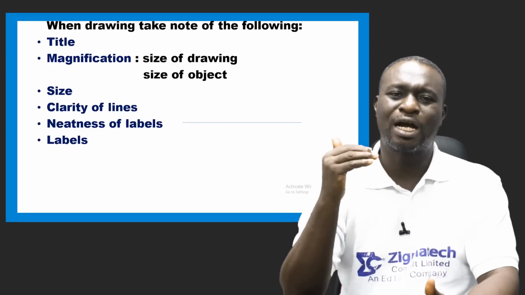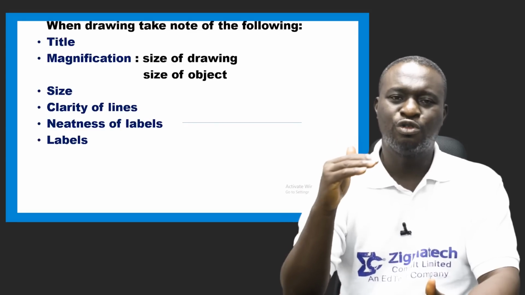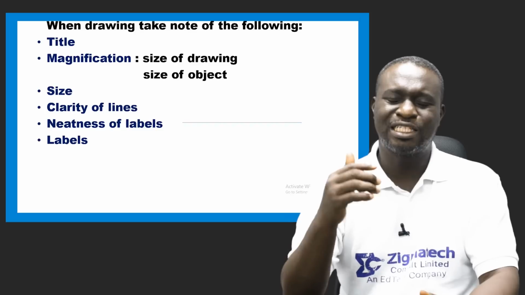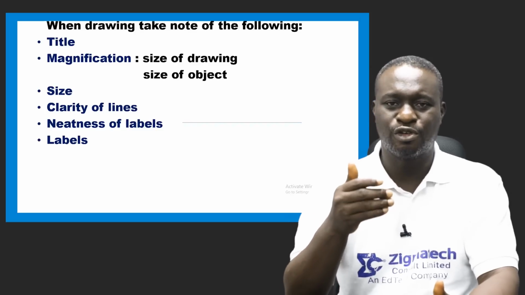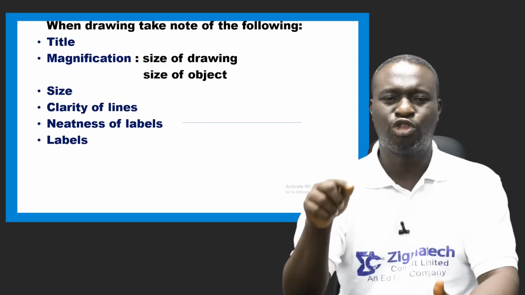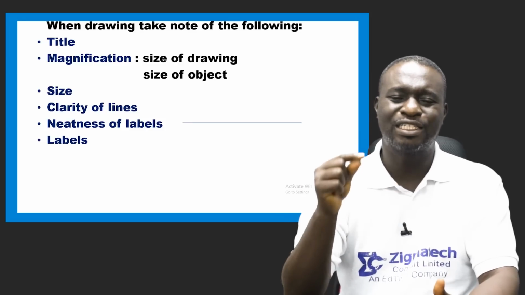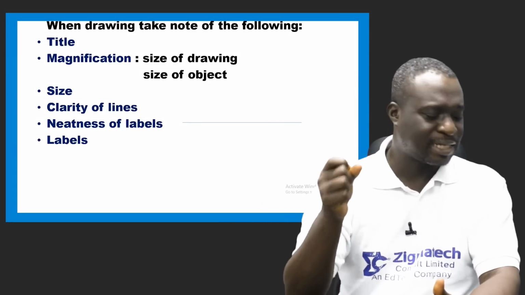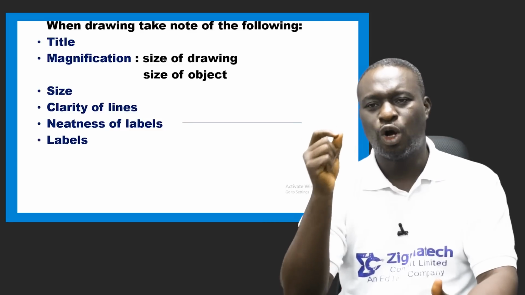Now, how do you calculate your magnification? All you need to do is check the size of your drawing and check the size of the specimen that was provided for you. So magnification can be calculated as size of drawing divided by the size of the object.